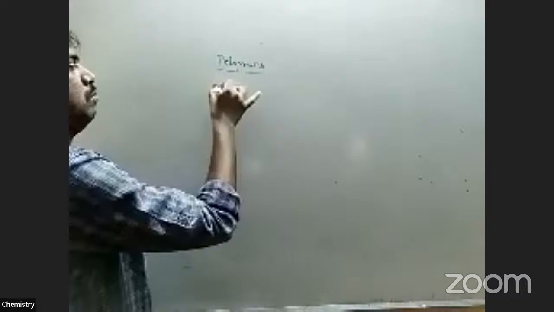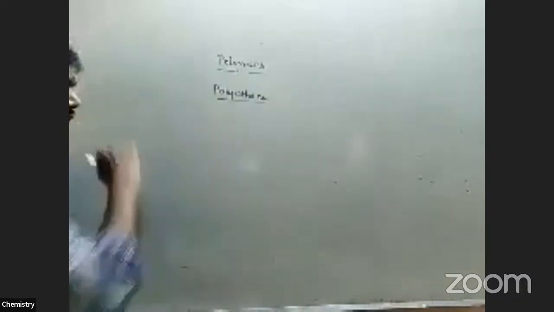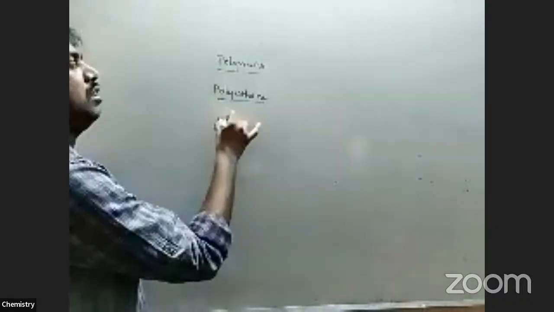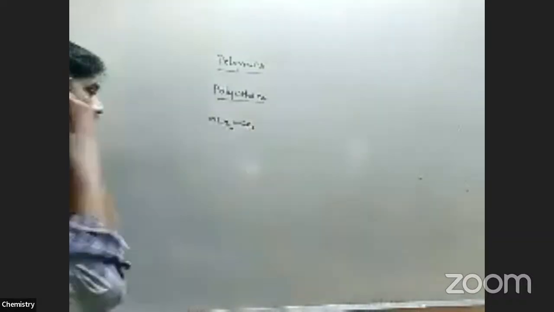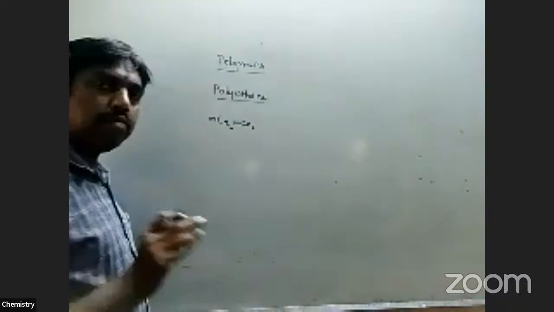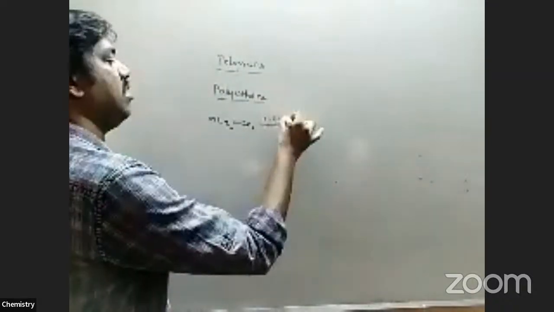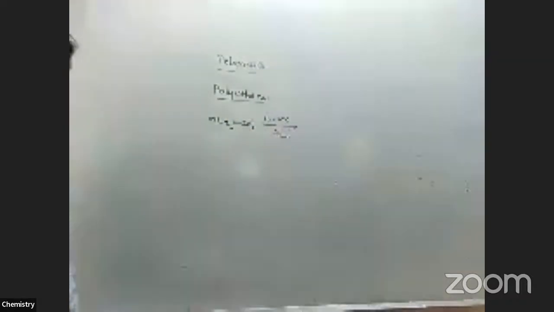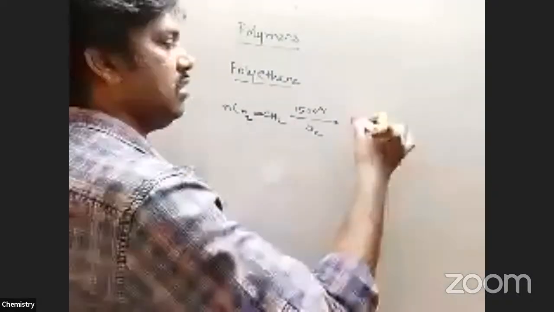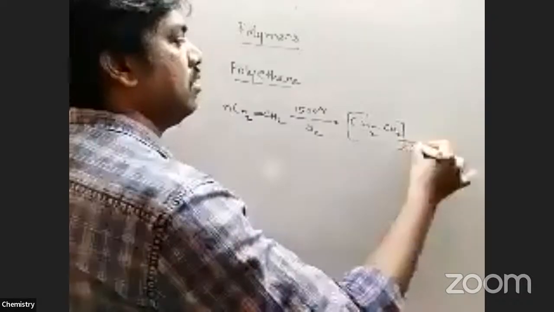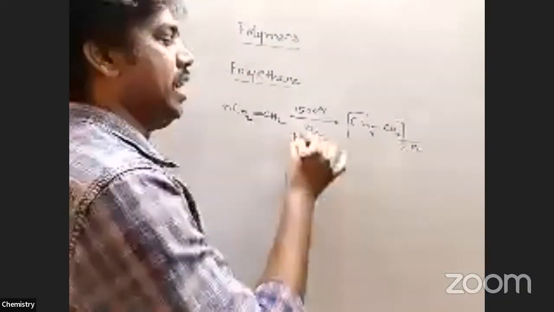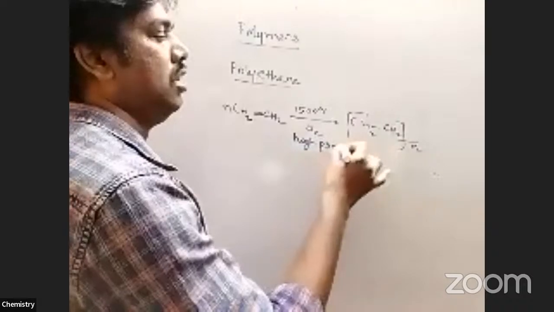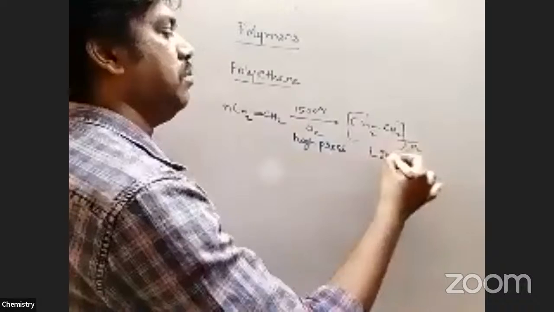First is polythene. What is the preparation method? CH2=CH2, the ethene molecule. N number of ethene molecules at 1500 degrees Celsius almost, in presence of oxygen or peroxide catalyst, are involved in the polymerization process, and the compound formed here is polythene. Next, here we maintain high pressure, and this is called low density polythene.